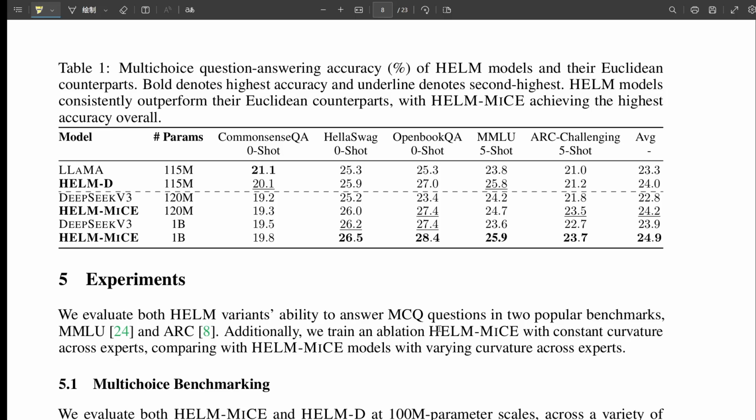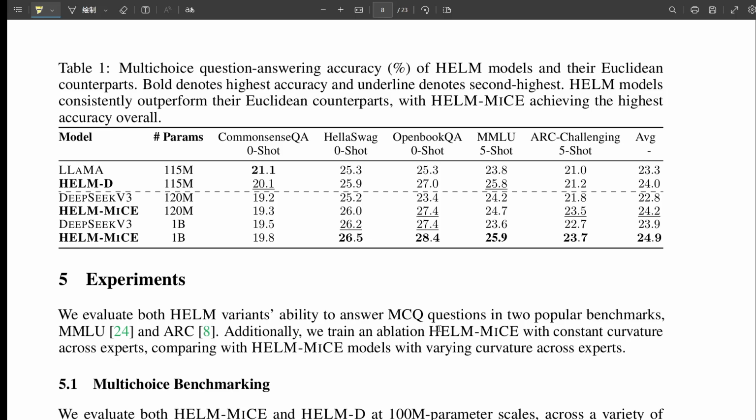Okay, a fair comparison. And how did HELM stack up? The results were pretty consistent across several standard benchmarks, multi-choice QA, reasoning tasks. Like MMLU, ARC, CommonsenseQA, those kinds of tests. Exactly. HELM models, both MiCE and the dense one, consistently outperformed their Euclidean counterparts trained on the same data. Outperformed. By how much? The paper reports gains of up to 4%. Up to 4%? I mean, in LM leaderboards, people fight tooth and nail for fractions of a percent. So 4% sounds actually quite significant. It really is significant, especially given it's a fundamentally different geometric approach.